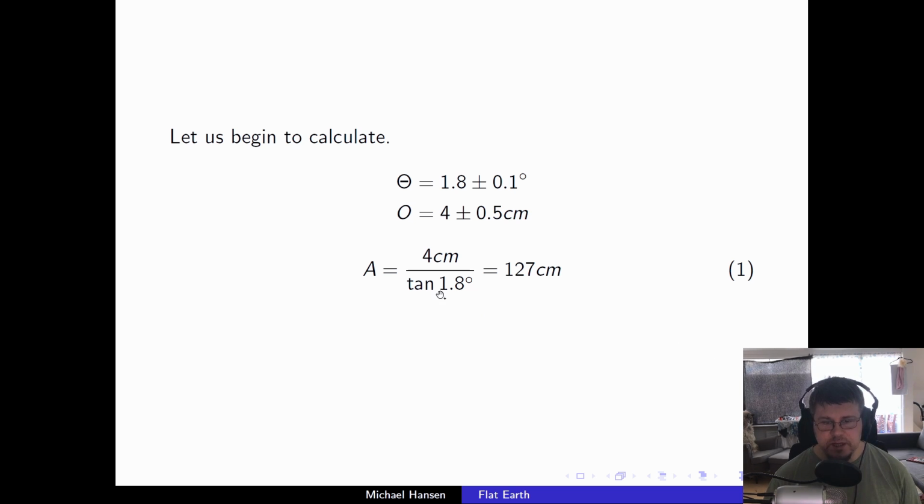What was it? Yes, we got 127 centimeters, but the measurement was 130. So clearly, if I was a flat earther and I stopped right there, I would say, well, it doesn't work. The formula, ha, there you have it. You globe earthers, it doesn't work. Ha, ha, ha, ha.